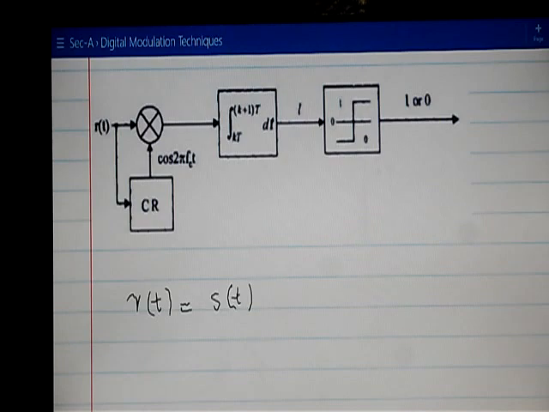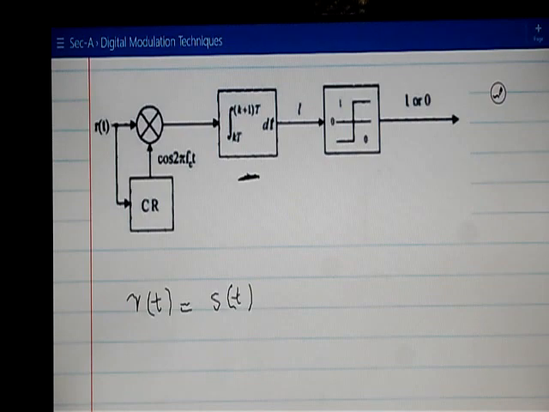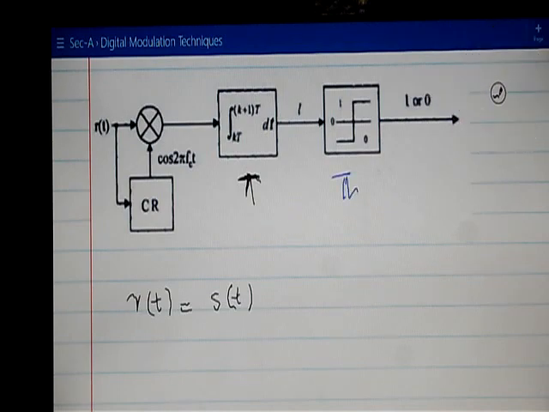Now this product goes into an integrator. So you have an integrator here, which integrates this product, and the output of the integrator is given to the threshold detector. So this part is a threshold detector.